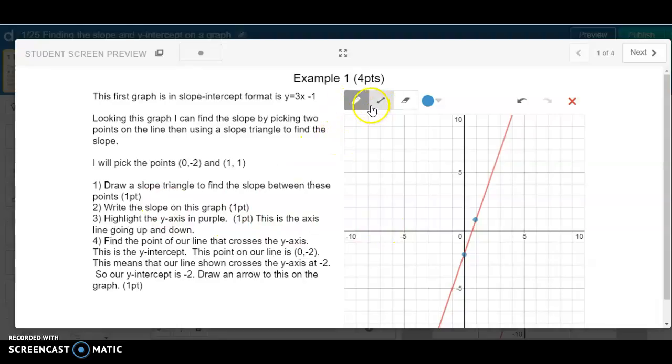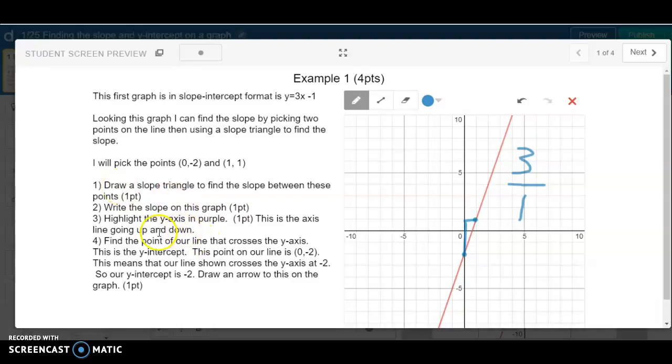So if I have to draw a slope triangle to figure out the slope, I can do that. I want to figure out how far up I go and how far over I go. So I want to write the slope on the graph. I'm just going through what it says here. So I'm going to go back up here and I'm going to say I go 1, 2, 3 and over 1. So I'm going to write 3 over 1. Okay, so I did 1 and I did 2.